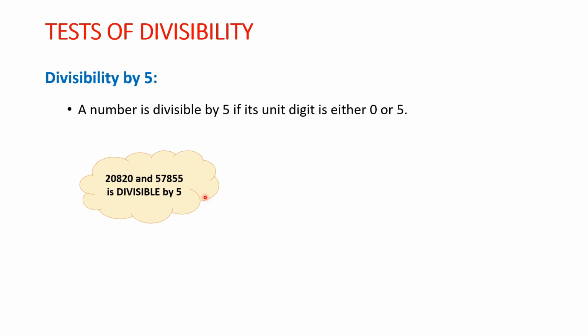Let's consider an example. Let's consider these two numerals 20820, 57855. In both the numerals, we can see that the unit digit is 0 or 5. Therefore, these numerals are divisible by 5. Let's take another example. 69857 is a numeral which is not divisible by 5 because it is not having the unit digit as 0 or 5.